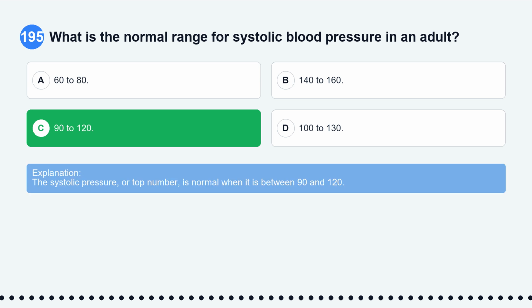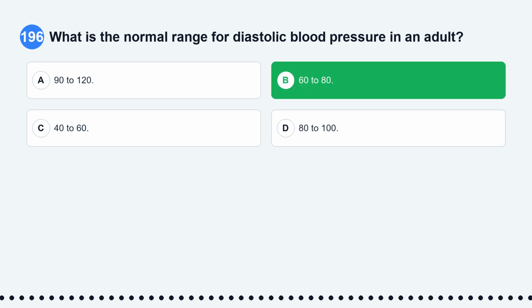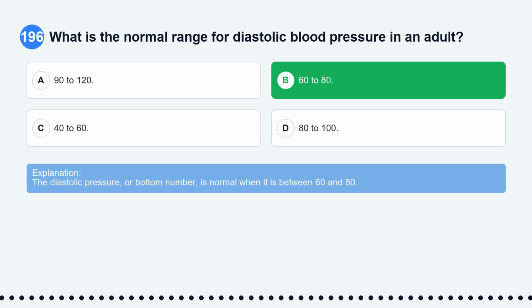The systolic pressure, or top number, is normal when it is between 90 and 120. Question 196. What is the normal range for diastolic blood pressure in an adult? Option A, 90 to 120. Option B, 60 to 80. Option C, 40 to 60. Option D, 80 to 100. The correct answer is option B, 60 to 80. The diastolic pressure, or bottom number, is normal when it is between 60 and 80.